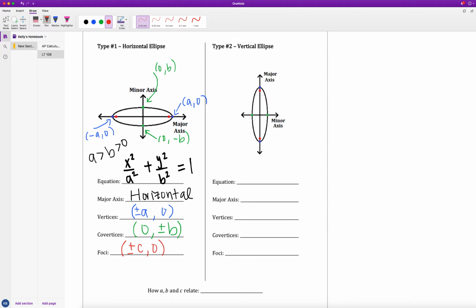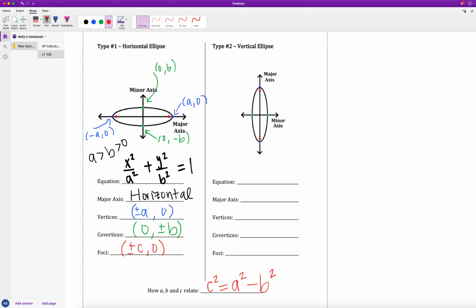Now this c, we need a way to relate that back to a and b. So c, no matter which type I actually have, I can relate it back using this equation: c squared is going to be equal to a squared minus b squared. Now I know that's really close to the Pythagorean theorem, but it is c squared equals a squared minus b squared, where a and b are the values that are coming out of our equation, which are our vertices and our co-vertices, and then our foci I get through this equation on here.